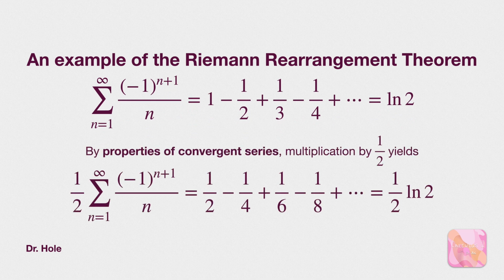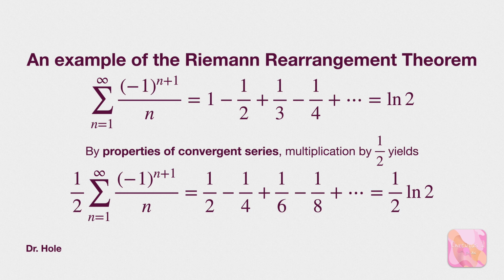We can use properties of convergent series. We can multiply through by 1/2 in a natural way. We can multiply 1/2 on the alternating harmonic series. That means that we're going to get 1/2 of ln of 2. But the properties of convergent series allow us to push the 1/2 onto each term. Half of 1 is a half, half of -1/2 is -1/4, and so forth.